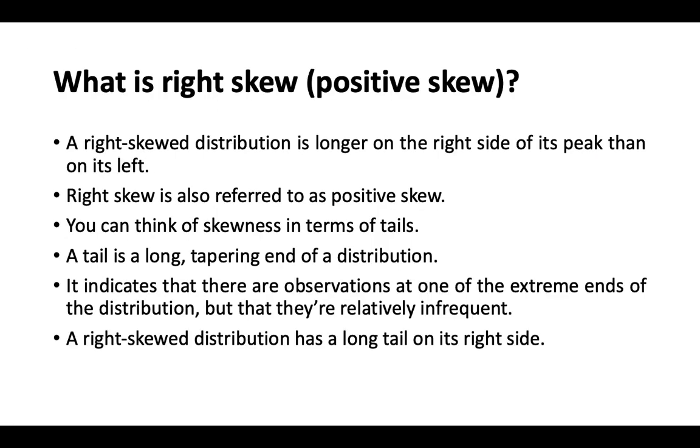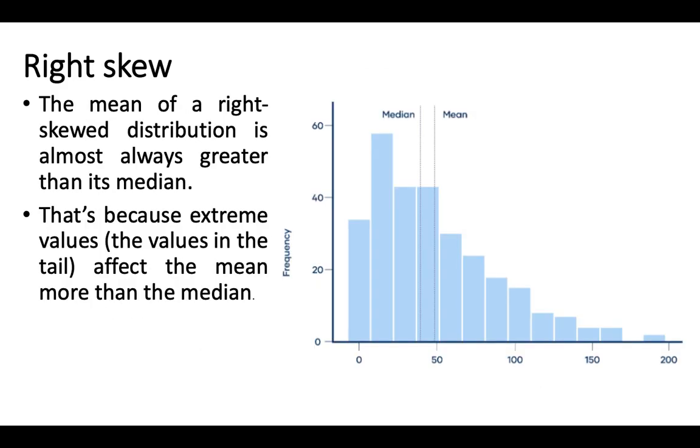Okay, then we will discuss right skewed, which is also called positive skewed. Basically, the peak here is tilted towards the right side of the graph, and so it has a long tail on the other side, the left side of the graph. If we look at the example, it will look like this.